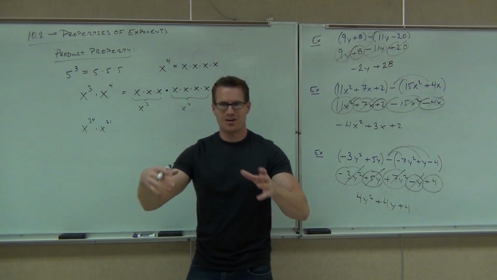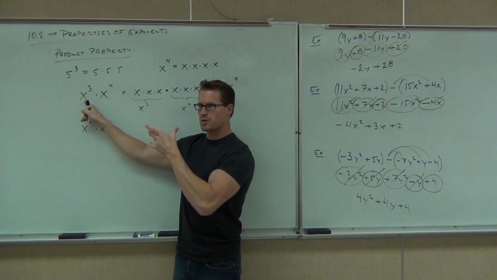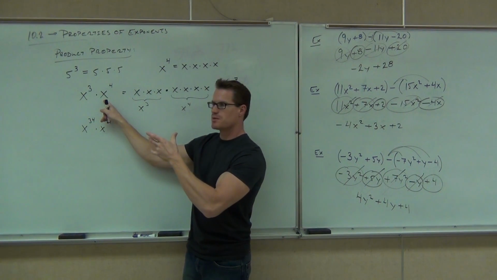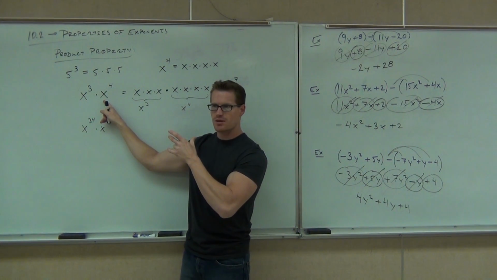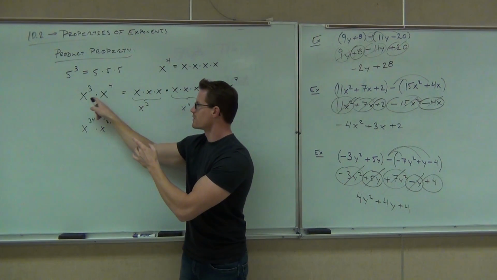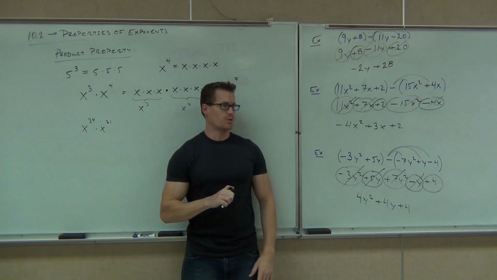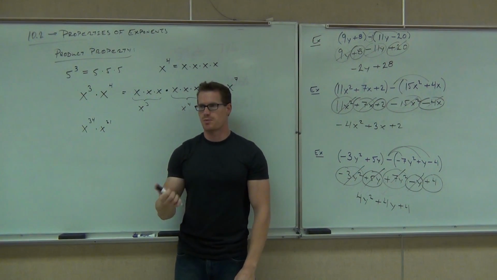So are you seeing the pattern? Are you seeing what's happening here? What this says is if I have 3 x's being multiplied together here and 4 x's being multiplied together here, altogether I have 7 x's being multiplied. Is there a way you can get directly from here to here without doing all this? Sure. What do you do with those exponents? That is the product property you just learned.